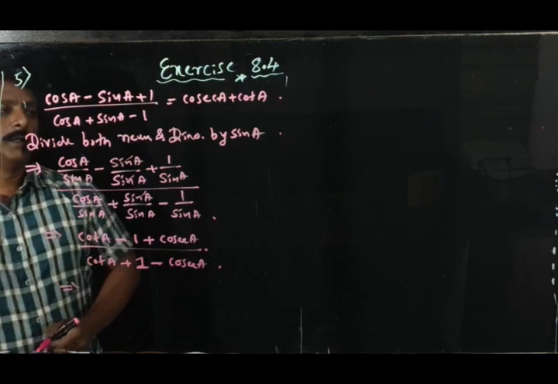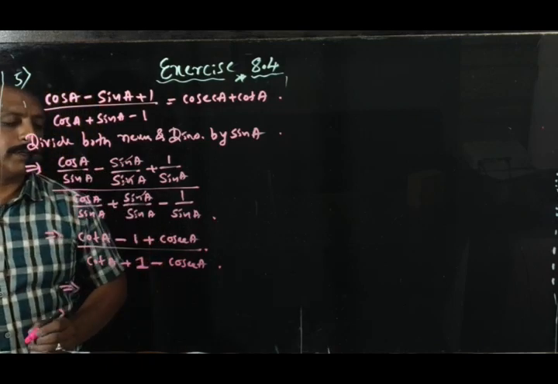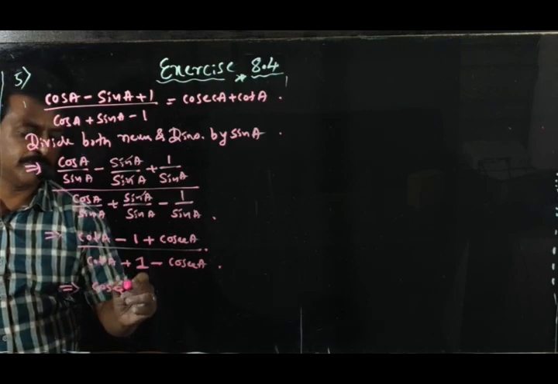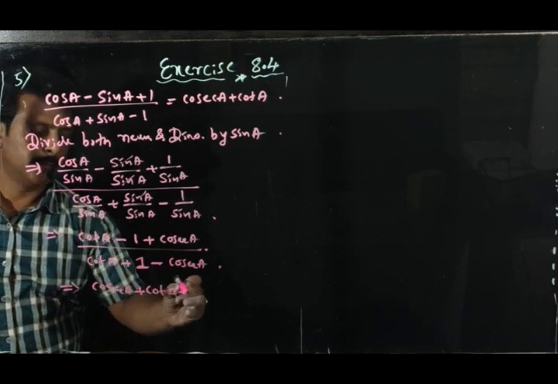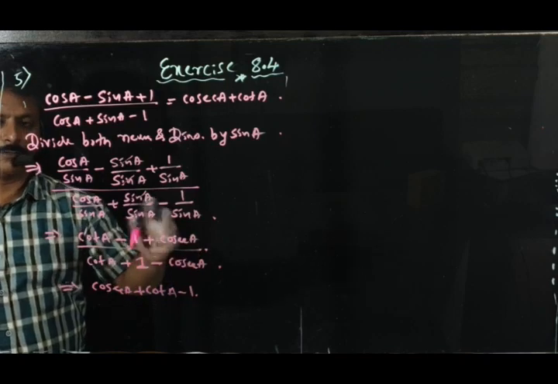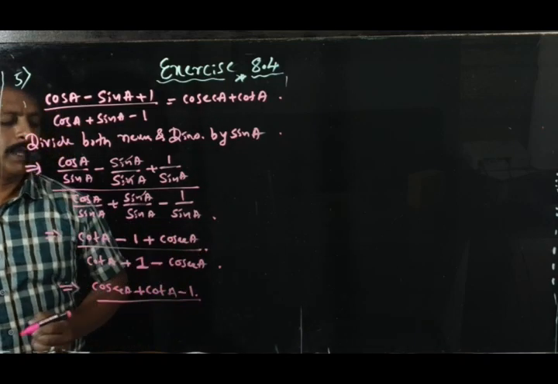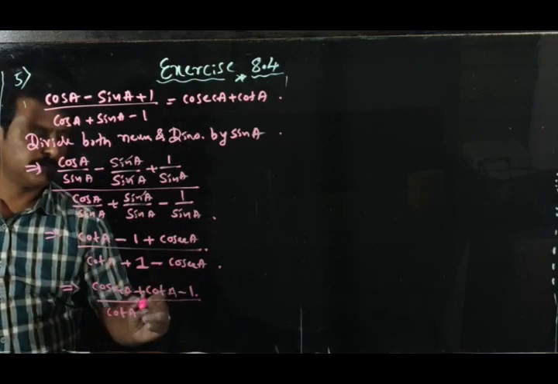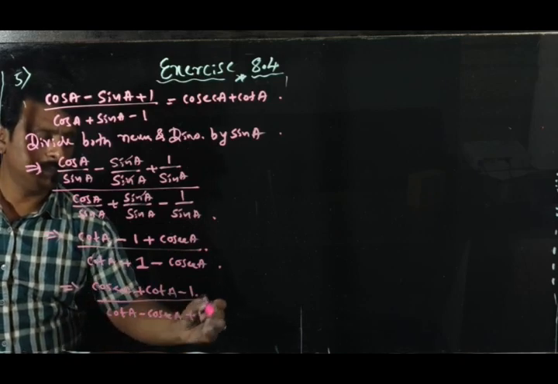Let me write down the things properly. In the numerator, first I am writing cosec A plus cot A minus 1. Nothing I did, only I reshuffled the terms. All divided by, here also I am writing first cot A, next minus cosec A plus 1.